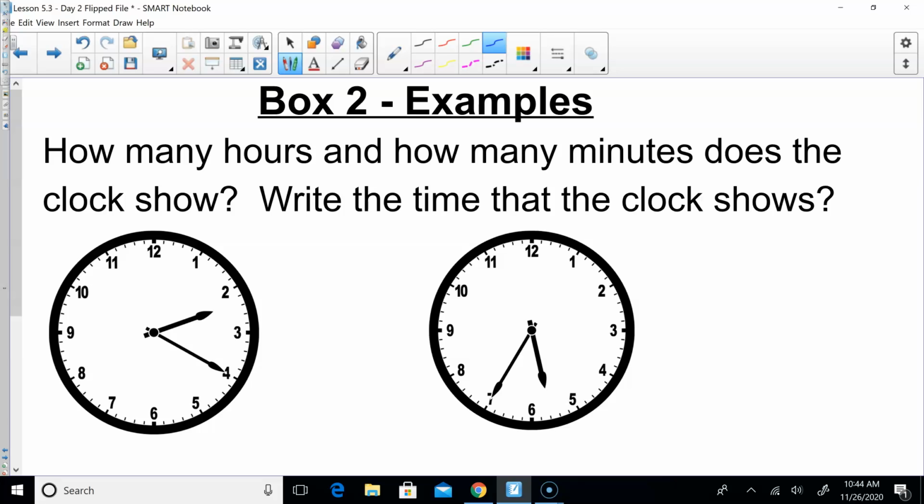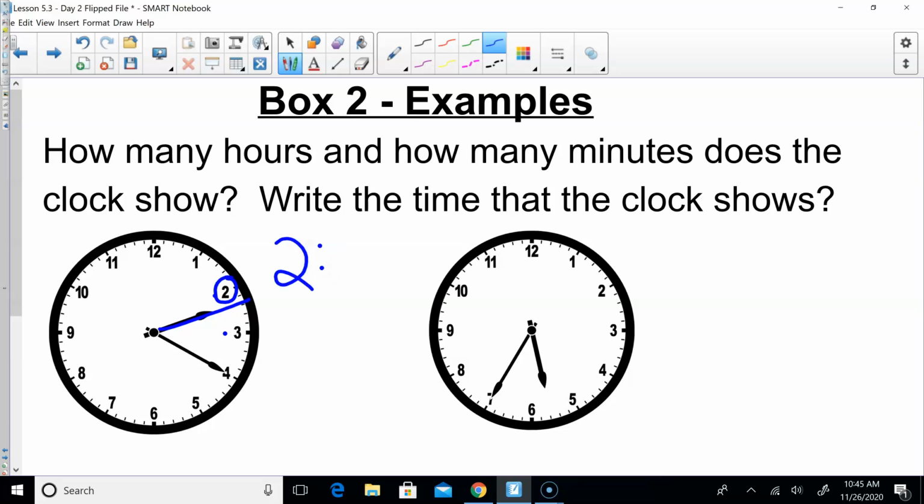So first off, we look at our hour hand. Right now, it's kind of between 2 and 3, which means if the hour hand's between those two, it always goes back to the one before it, because it didn't get to 3 yet. So it's past 2, but it's not to 3, so it would be 2.